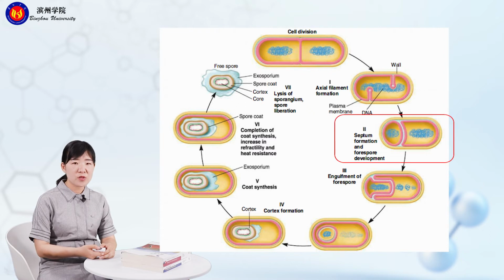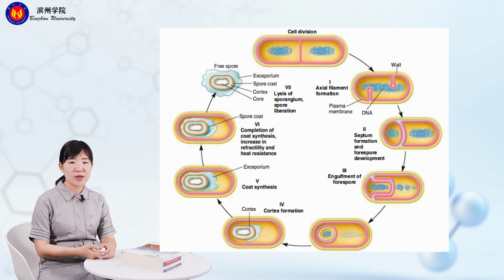Then, the forespore is produced. This is stage 2. The mother cell membrane continues to grow and engulfs the immature endospore in a second membrane. This is stage 3. Next, cortex is laid down in the space between the 2 membranes, and both calcium and dipicolinic acid are accumulated. This is stage 4.